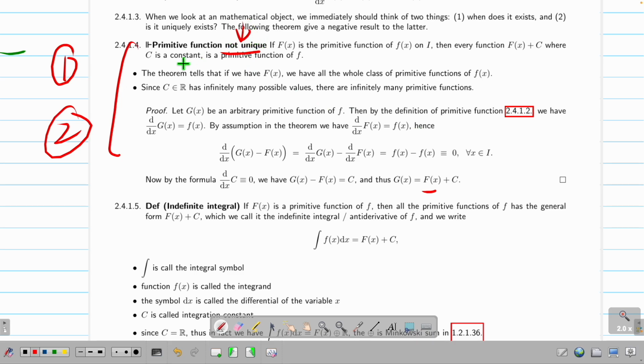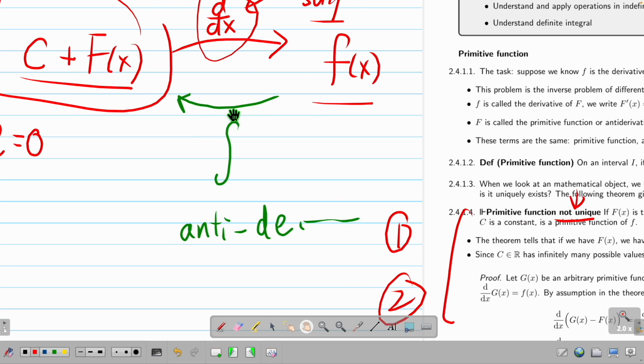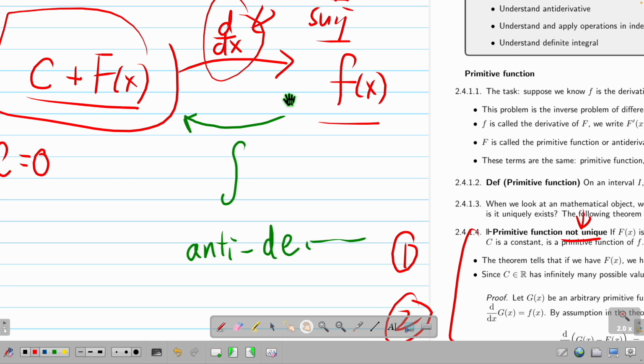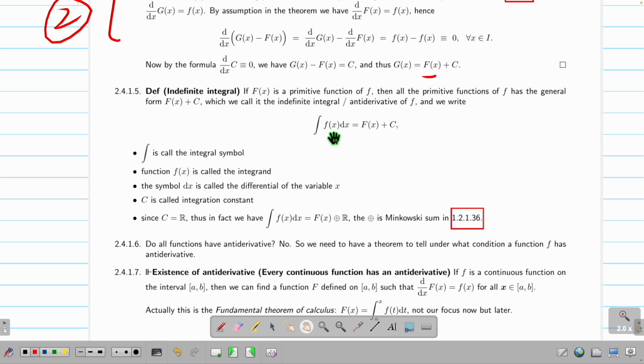So that means what? This is saying that it's not unique. But at the same time, it also tells you, if you know one of the members, you know all the members, because you just have plus a c. So therefore, what? Everything up to here, we're just saying that, okay, this green arrow is the inverse process of differentiation. So we call this what? Antiderivative. Now, if I write this symbol, meaning that come back to get the big F, then this whole thing, we call it indefinite integral.